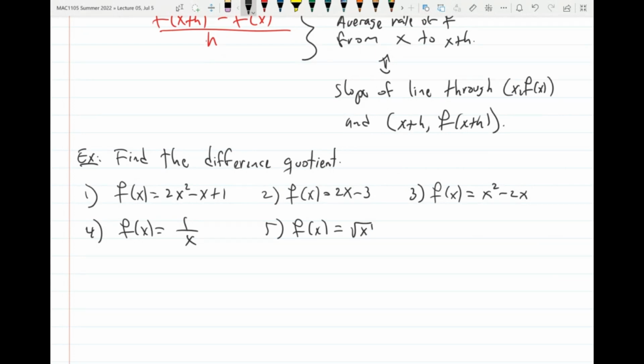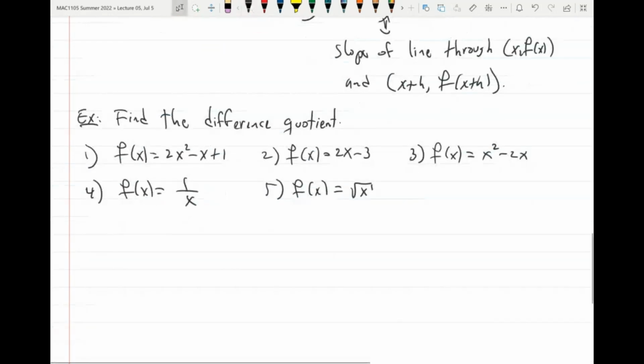Okay, so here we have 5 functions. Let's go ahead and find the difference quotient of this. Okay, so let's see. Let's first do a sanity check. Let's do number 2. By sanity check, I mean let's make sure that the formula is giving what it's supposed to give. Let's see, for number 2, what do you think we should get as an answer? Without computing anything. If you understand the meaning, you should be able to tell me the answer. What should we get as an answer for number 2?